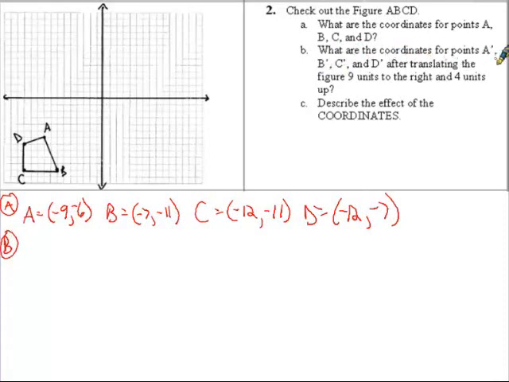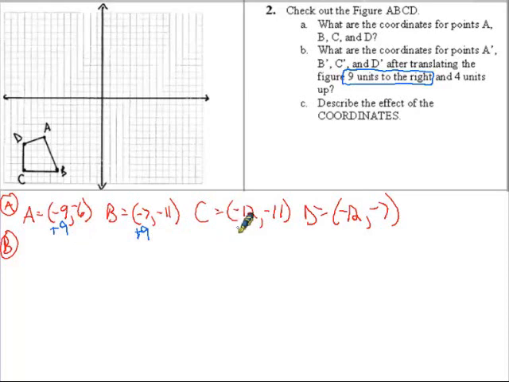What are the coordinates for points A prime, B prime, C prime, D prime after translating the figure 9 units to the right and 4 units up? Okay, so you remember in the last one, when I showed you how to do number 1, I'm going to change the color. If it is moving left or right, well then that's going to affect the x value. So in this case it's moving to the right, so that means I'm going to add 9 to the x value. So I'm going to add 9 to all my x values.